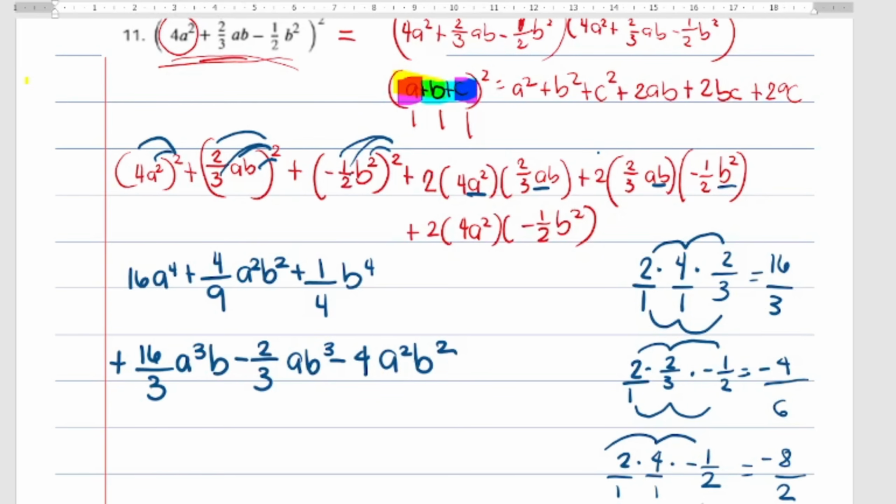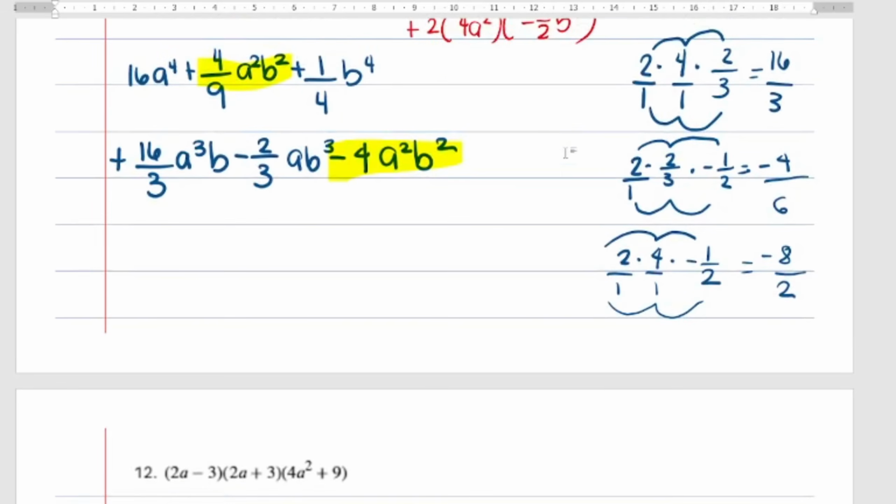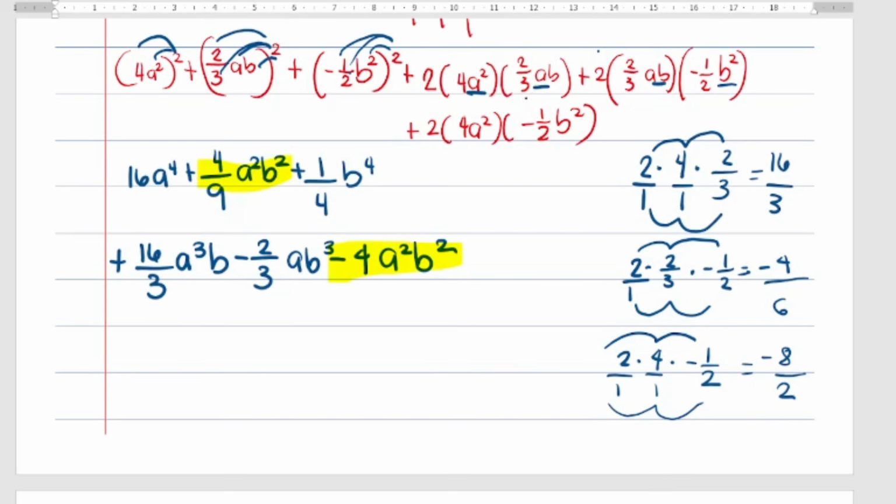Because these are like terms, they are both a squared b squared. So, we need to combine them. This involves dissimilar fractions, no? I hope you remember how to solve them. So, 4/9, and then that's it.